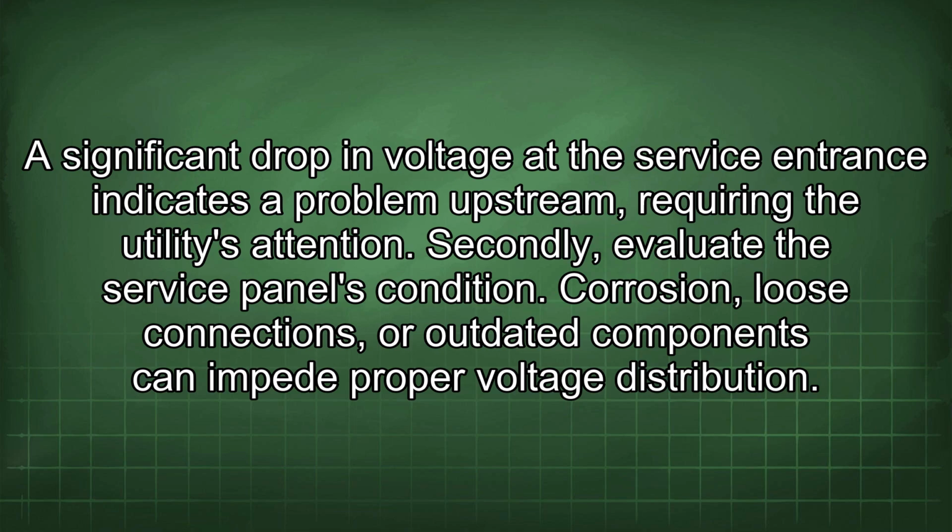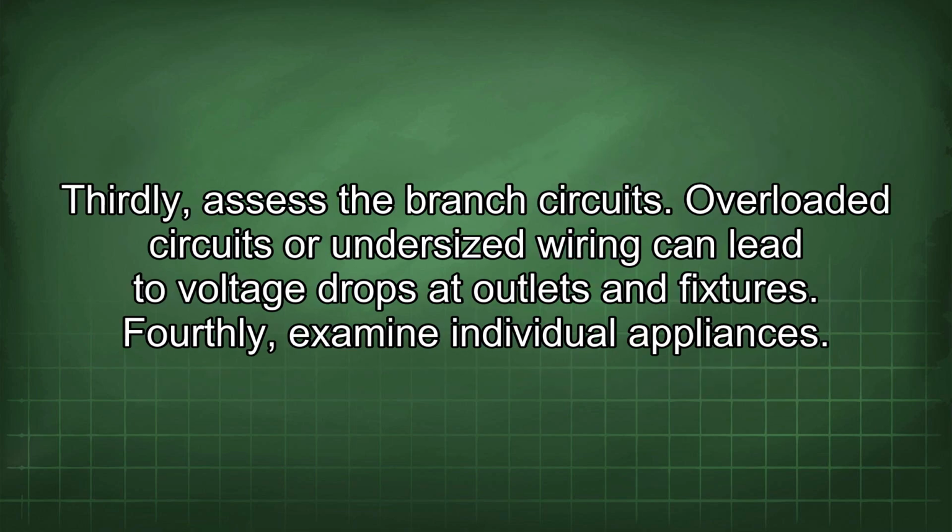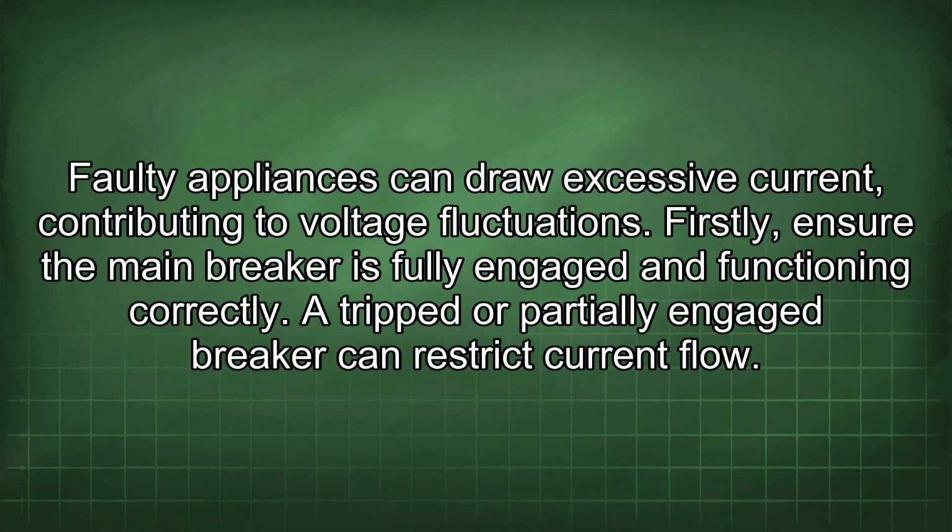Secondly, evaluate the service panel's condition. Corrosion, loose connections, or outdated components can impede proper voltage distribution. Thirdly, assess the branch circuits. Overloaded circuits or undersized wiring can lead to voltage drops at outlets and fixtures. Fourthly, examine individual appliances. Faulty appliances can draw excessive current, contributing to voltage fluctuations.